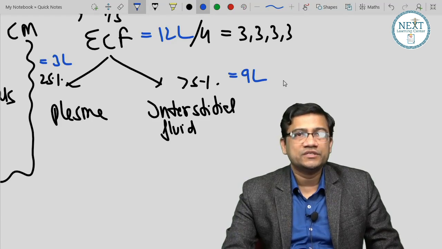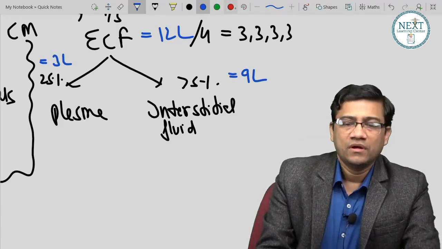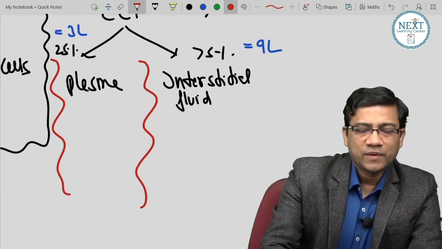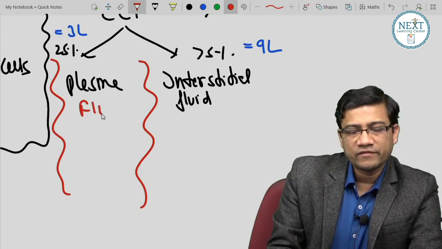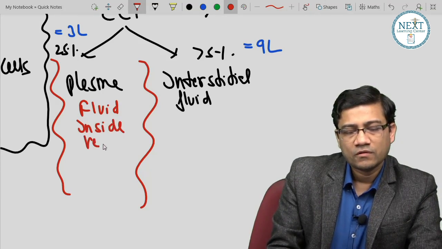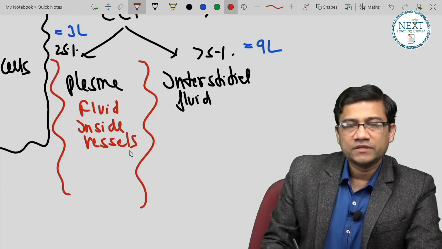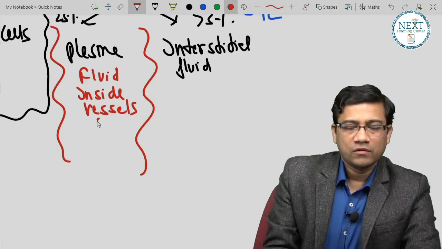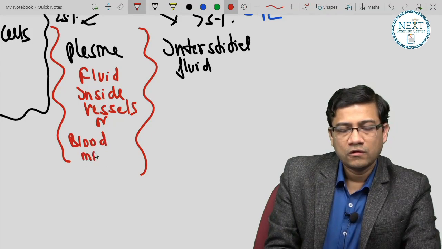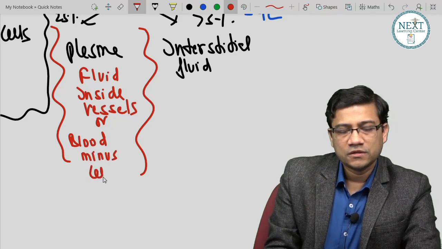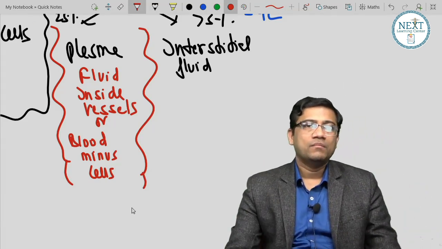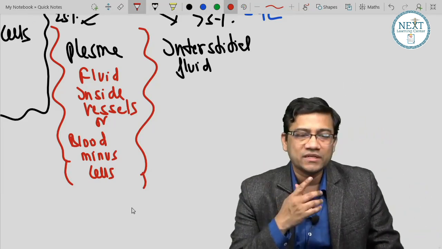Is it clear? Now what is the differentiation? What is plasma? It is fluid inside vessels, or blood minus cells. So blood minus cells is plasma.